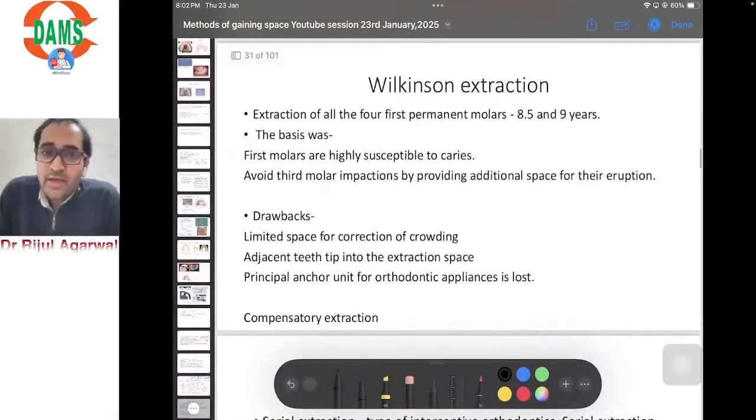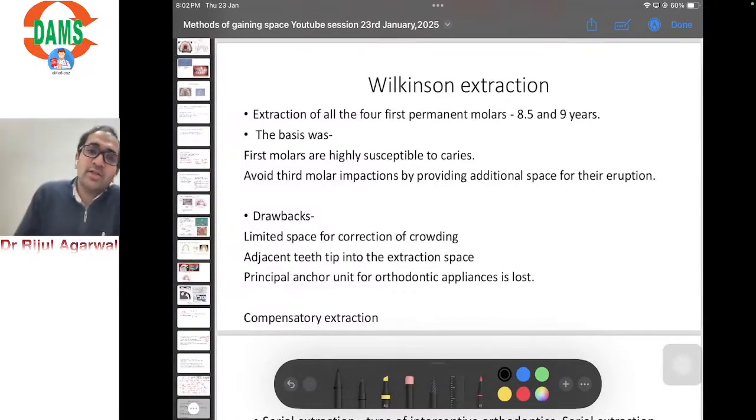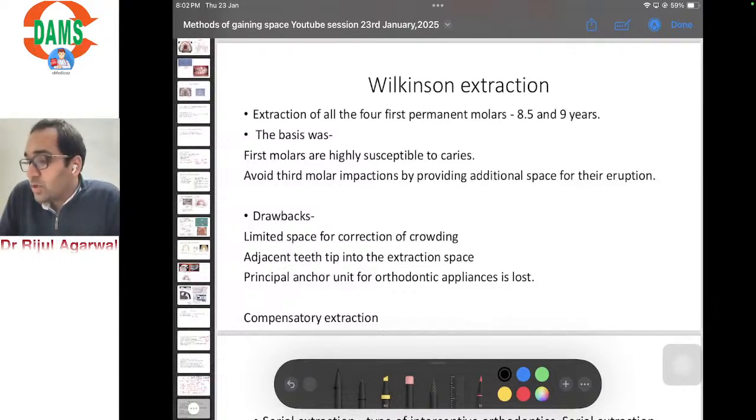Okay, so moving ahead comes the Wilkinson's extraction. So it was an age-old phenomenon. Some of you might have also undergone or seen your classmates have missing permanent first molars. So what was thought in the early time was that first molars are highly susceptible to caries. Why? Because they're the first permanent teeth to erupt in the mouth, and next they lead to impaction of the third molars. So the age-old thinking was to extract these teeth at the age of 8.5 to 9 years, so as to provide space for the eruption of third molars.